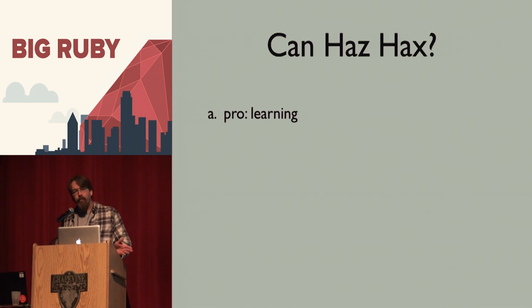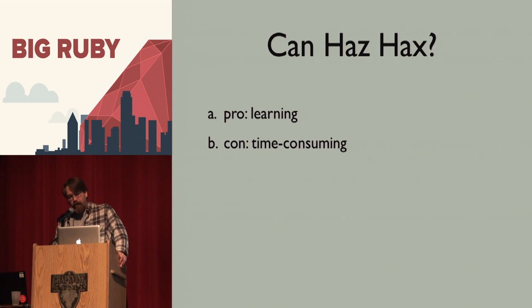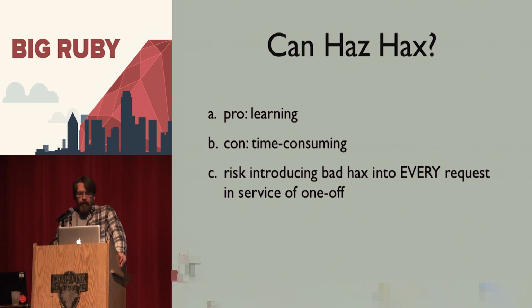Should you do this? Well, one of the pros is that you learn a lot about how things work underneath the covers, and when you have a leaky abstraction, that might come in handy if you feel like doing some Rails plumbing. Con is it's kind of time-consuming, especially when there's some really good tutorials on how to do a rendering engine properly. You're also bringing on some risk by hacking this stuff into every request.